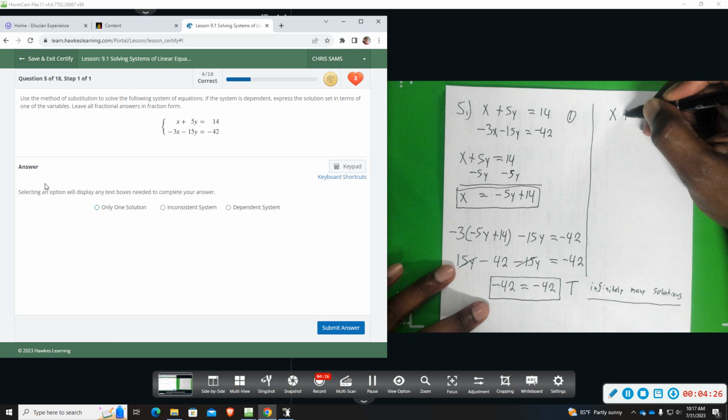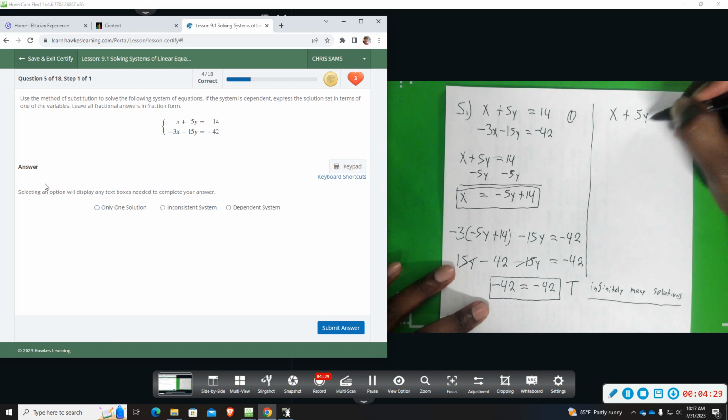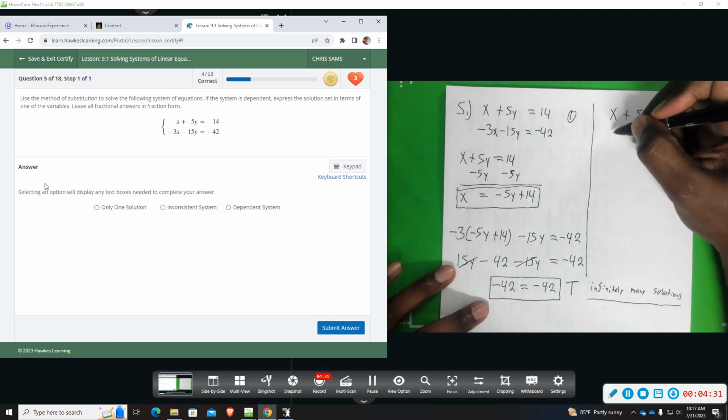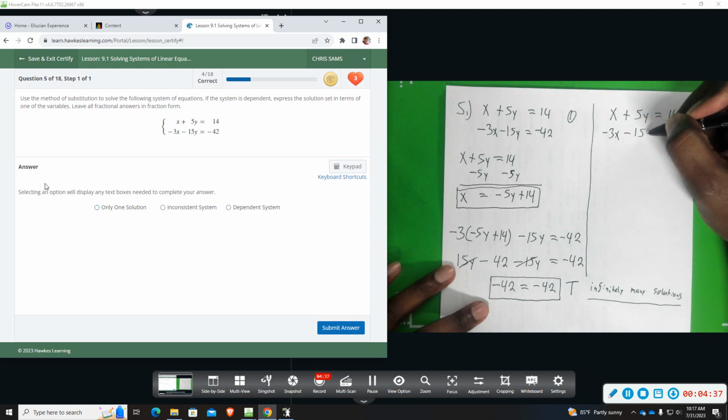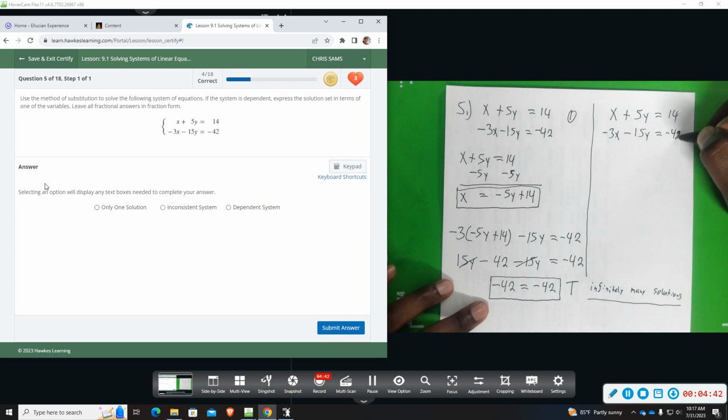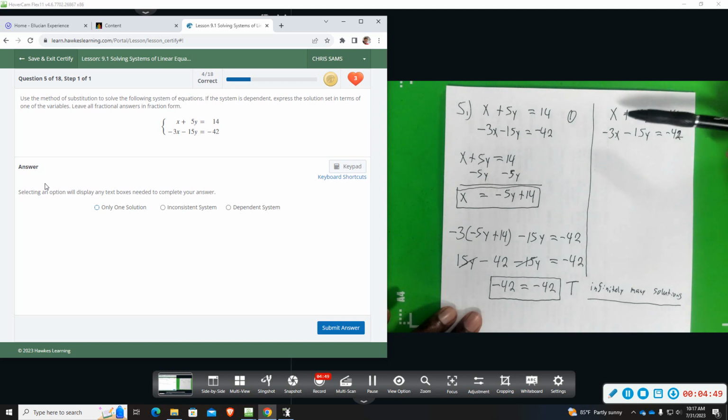So x plus 5y equals 14, negative 3x minus 15y equals a negative 42. Now here I could eliminate either x or y. What you want to look for is which one would be easy to manipulate. x would be easy to manipulate. It already has opposite sign. This is positive, this is negative. I just need the number to be the same. Same thing with y though. Opposite sign, that's negative, that's positive. I can multiply the smaller one and get it equal to the bigger one.